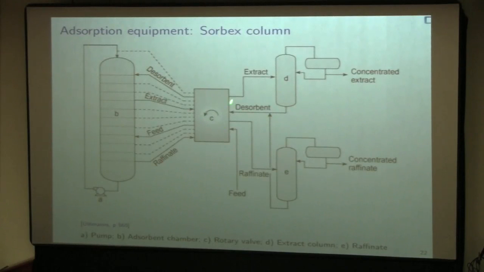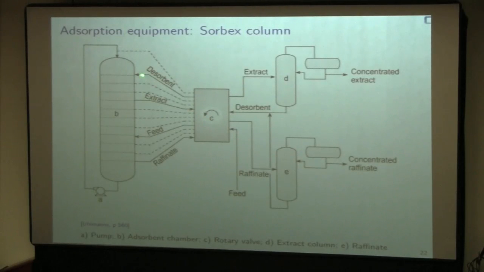This is a company that markets these columns called Sorbex columns, and there are hundreds of them in use worldwide on many, many different types of separations. Essentially, what you see is a special valve that rotates around and opens and closes pipes at different points in time.